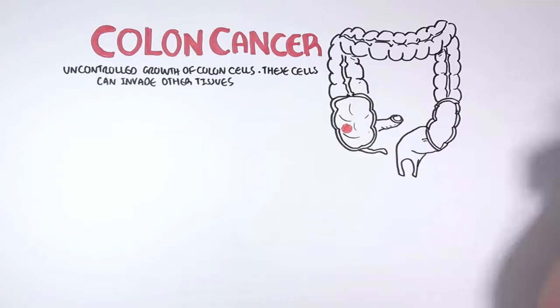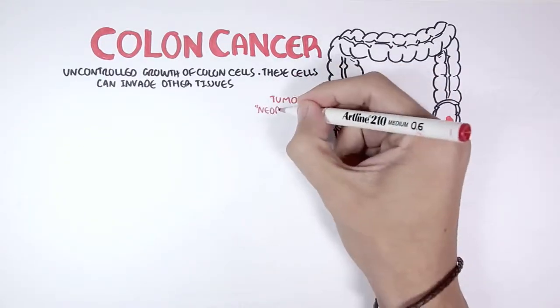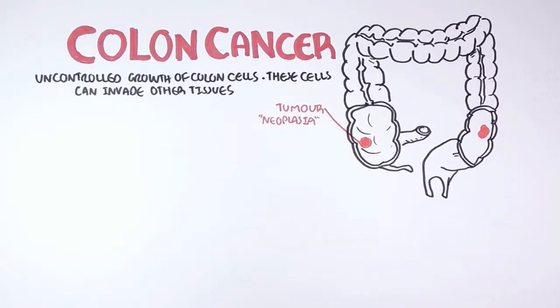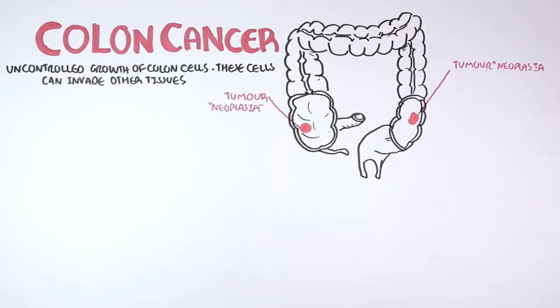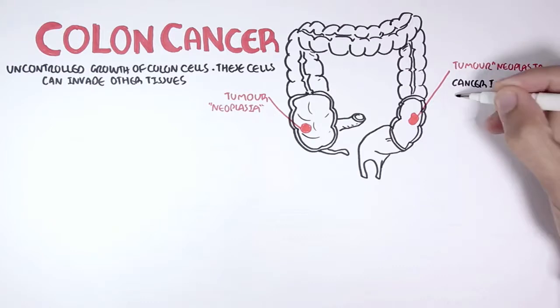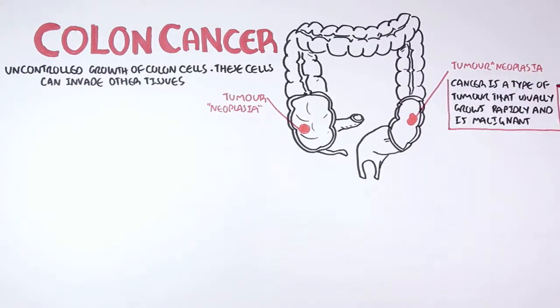Here we have a colon. These red mushy looking things are tumors. Tumors are abnormal growths. Neoplasia is another word that is used interchangeably with tumor. Neoplasia essentially means new growth. Now, cancer is a type of tumor that usually grows rapidly and is malignant.